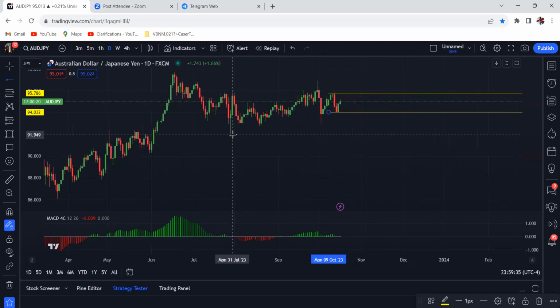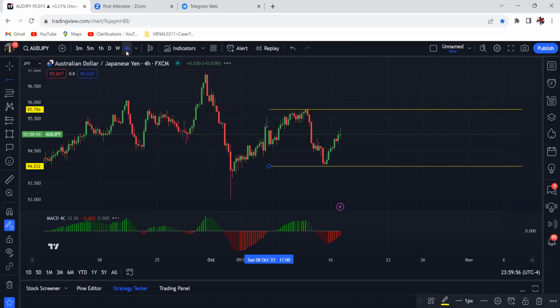So we know we're currently not in an uptrend because we did not create a new high. We're not in a downtrend. We're just in this sideways market. So we've got this consolidation here. Let's go down to the 4 hour.